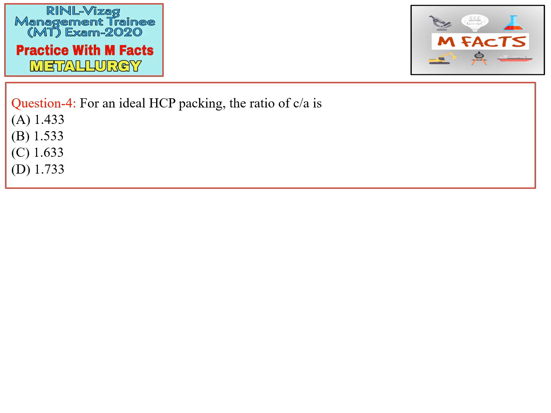Okay, so that's why I have taken this question. The question is for an ideal HCP packing. So they are asking about HCP, the ratio of C by A. So one is ideal HCP, so I will write here ideal HCP. For ideal HCP, C by A ratio is 1.633. Okay, so we are talking about this C by A ratio of HCP.